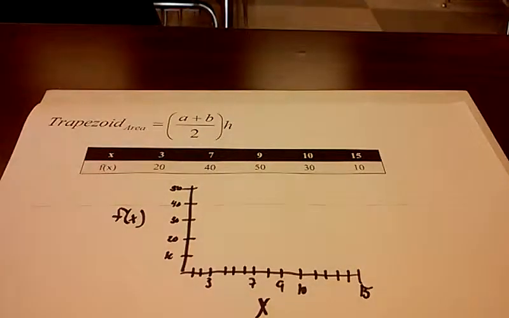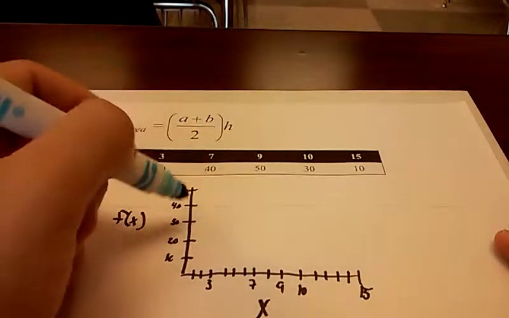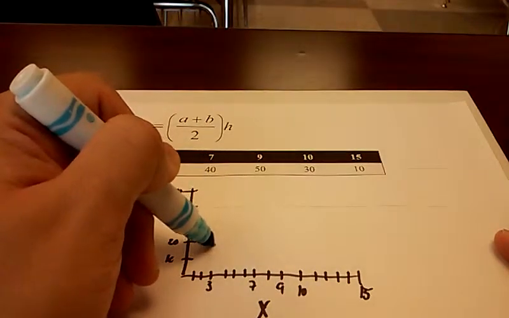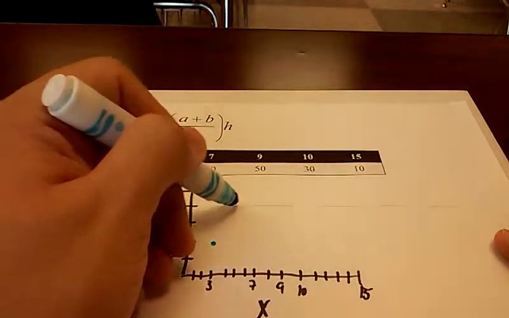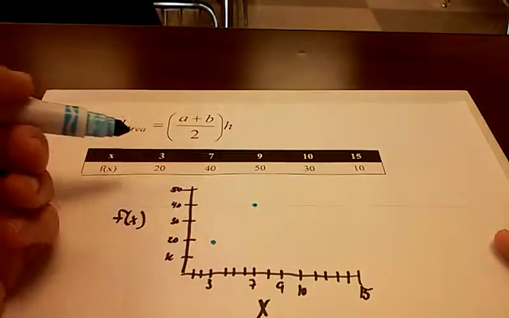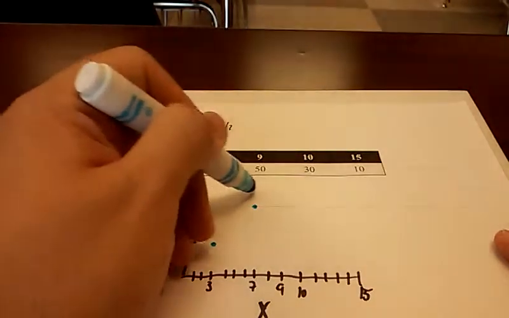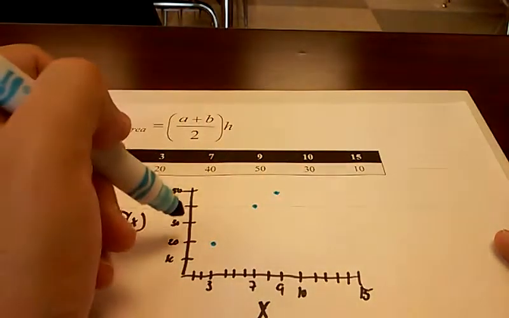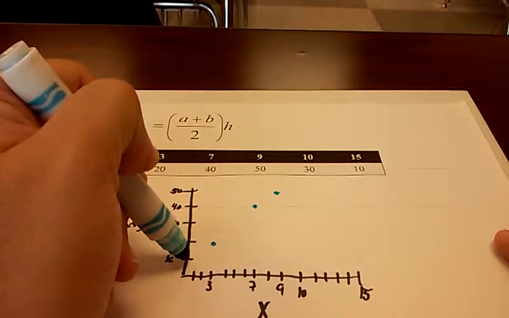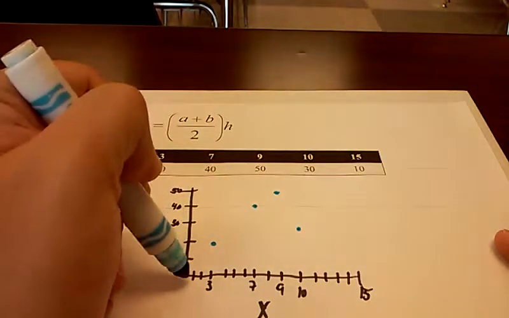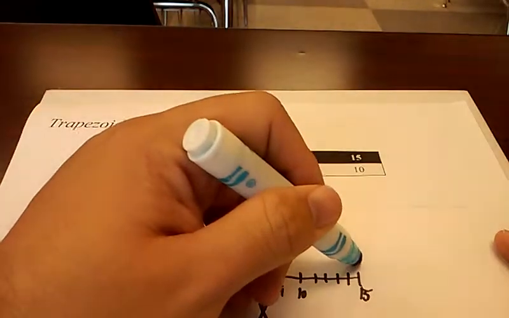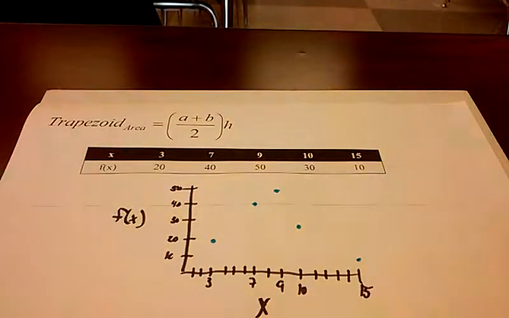All right, so let's plot our numbers. The first one is 3, 20. The next one is 7, 40. The next one is 9, 50. The next one's 10, 30. And the last one's 15, 10. All right, so those are my plotted values.